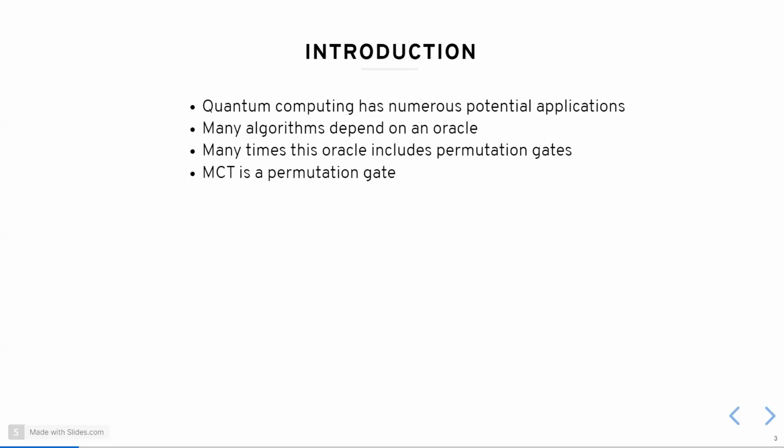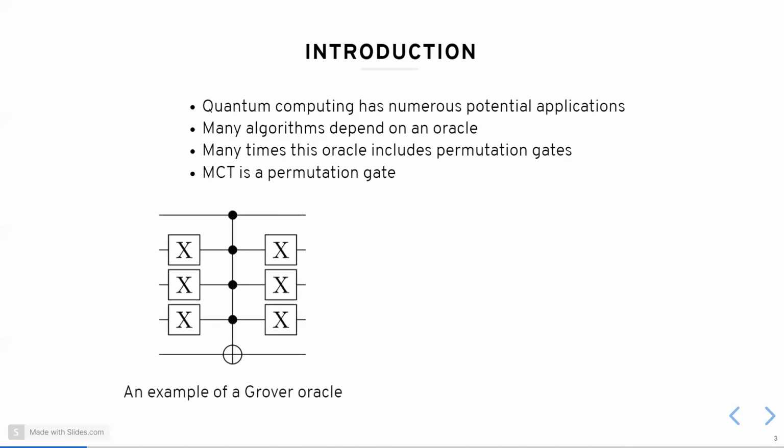So what are permutation gates? Permutation matrices are those which have a single one in each row and column. And MCT gates are a kind of permutation gate. MCT here stands for multiple control Toffoli, which is an extension of the CNOT. A CNOT has one control and one target. A Toffoli has two controls and one target. So an MCT has multiple controls and a single target. As an example, here you can see a Grover oracle which contains an MCT. It has four controls and a single target.